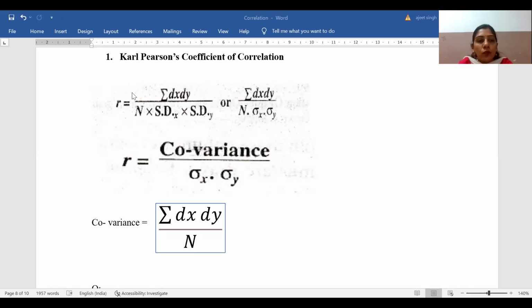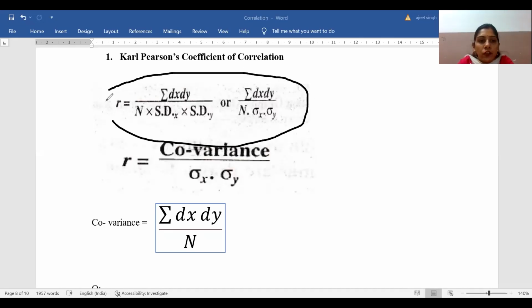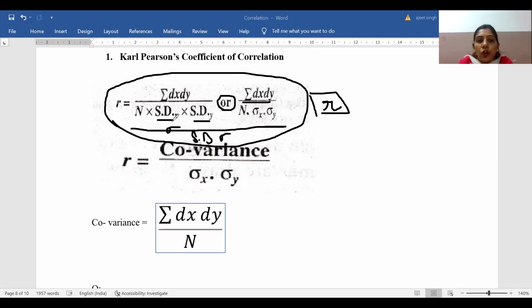If we talk about the formula for calculating Karl Pearson's correlation, the formula is written on your screen. As I have already told you, the coefficient of correlation is denoted by r. So r is equal to the sum of dx dy divided by n into standard deviation of x and standard deviation of y. We also denote standard deviation with sigma, as we have already discussed in previous lectures. So we can also write this formula as sigma dx dy divided by n, where n is the number of items in a series, into sigma x into sigma y. This is the formula for calculating Karl Pearson coefficient of correlation.